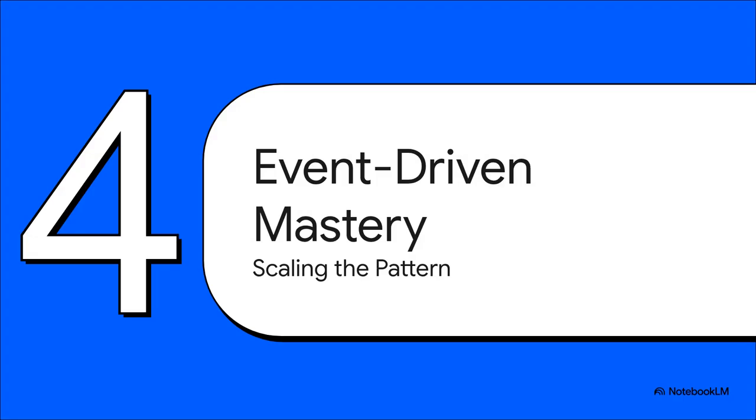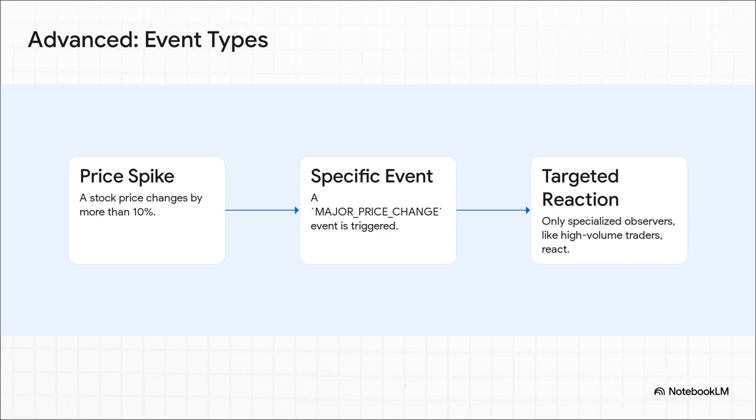But the observer pattern, it's not just about cleaning up messy code. It's really the foundation for building these massive, scalable, event-driven systems that can handle just an incredible amount of volume. For example, you can make your notifications way smarter. Instead of just yelling, the price changed for everything, the system can send out different types of events. So let's say a massive 10% price swing happens. That triggers a very specific major price change event. This is fantastic because now only the observers who really care about big moves, like Tom, our algorithmic trader, need to react immediately. It makes the whole system so much more efficient.